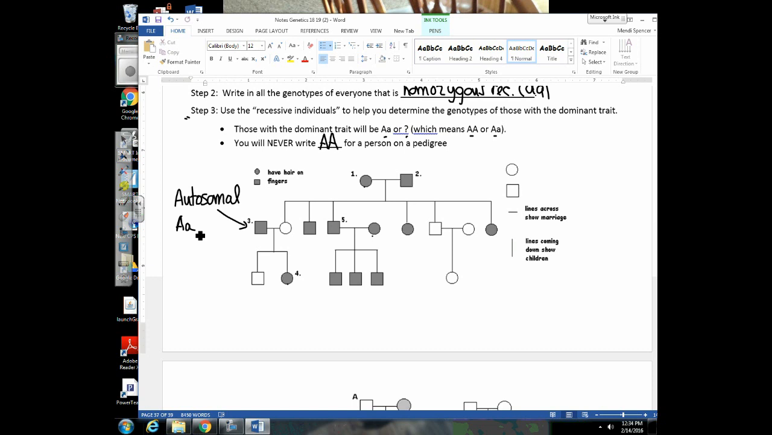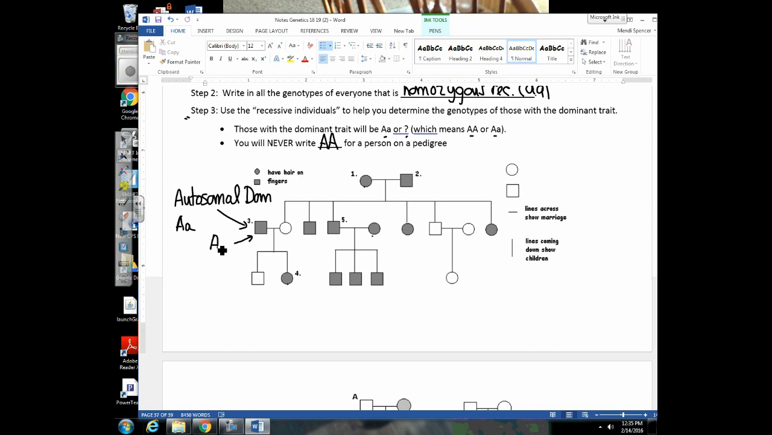We need to try to find two parents who are not shaded in with a child that is. And we can't find that one on this pedigree. So that means that this trait is autosomal dominant. So that means that the reason why this person is shaded in is because they have a capital letter.